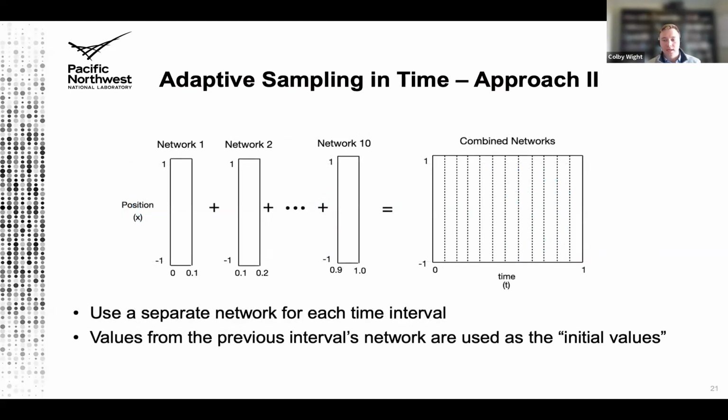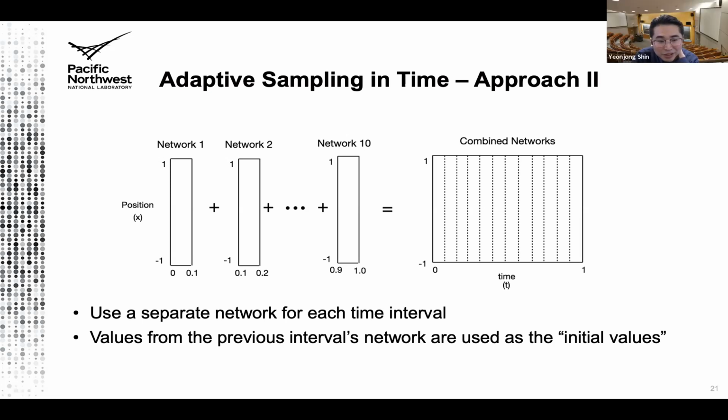Now, in what we call time adaptive approach 2, we learn separate networks for each different time interval. We would learn the solution well on, say, time t equals 0 to 0.1. Then, when we had the solution learned well there, we move on to the next time segment and use the learned solution from network 1 as initial conditions to start off network 2. We could do this until we had networks that covered the entire domain of interest.